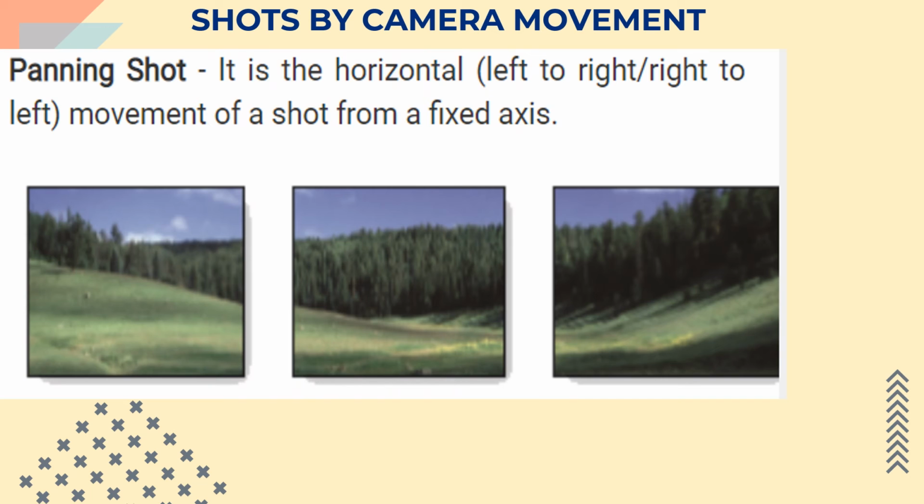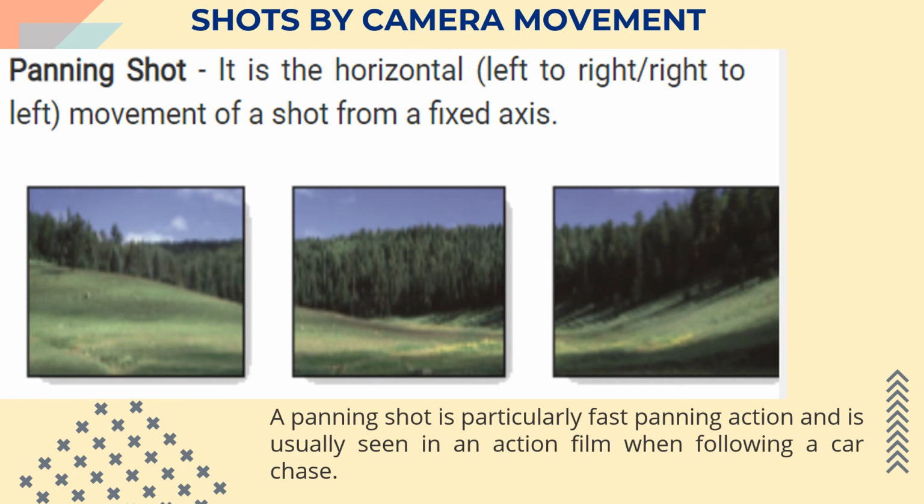Next is the panning shot. A panning shot is the horizontal movement of a shot from a fixed axis. It can be from left to right or right to left. Panning is particularly fast panning action and is usually seen in an action film when following a car chase.